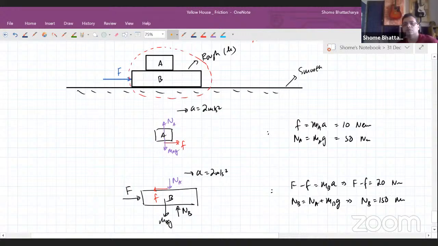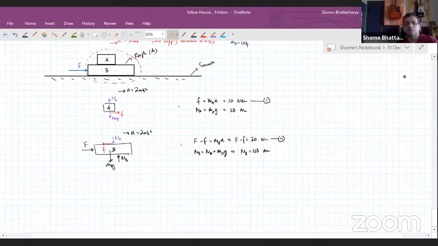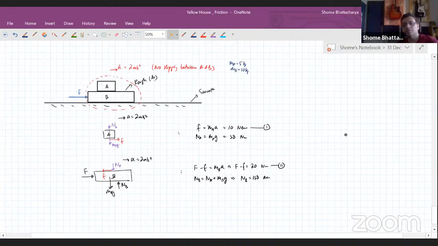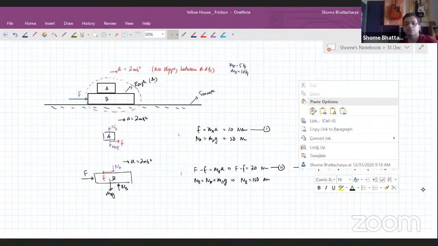So 150 newtons. Okay. So these are the important equations here. These two are the most important equations for us. So straight away you can see the answer to the first thing, that the friction acting between them is equal to 10 newtons. Okay. And substitute this over here. From this equation we'll get F minus 10 is equal to 20. So the force we are applying is 30 newtons. The external force we are applying is 30 newtons.